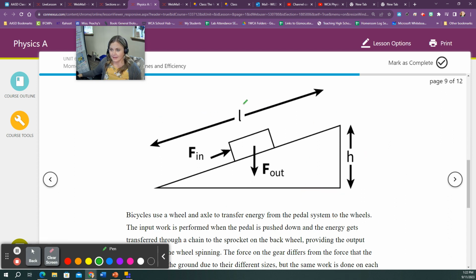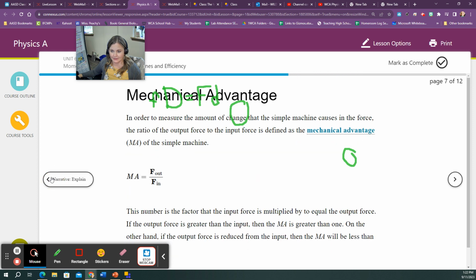So if you look, L here is a much greater distance than H. Because I'm moving it a longer distance, I apply less force, right? So my force is less, but my distance is bigger. That's what I'm pushing with. We call that the input, your input work, or input force and input distance. And the height, I'm actually raising at that height. So I'm able to lift a very heavy object a small distance. Does that make sense?